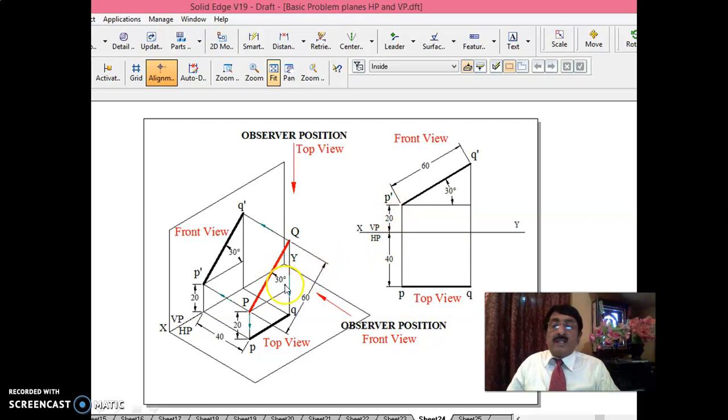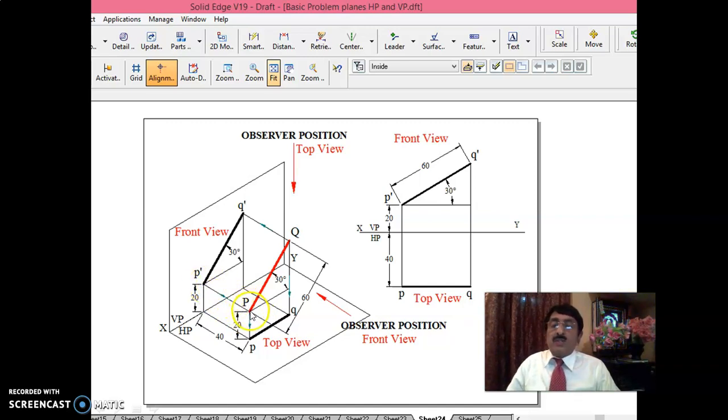Now it is inclined at 30 degrees to HP. If you want to give inclination to VP, I used to move only Q, either this way nearer to VP or this way nearer to the observer, when the line will be inclined to both the planes. Keeping 30 degrees constant, I used to move this way or this way so that the line is inclined at some degrees to VP. Here I used to fix only P, which I never used to change. Whatever is the distance, we used to take.